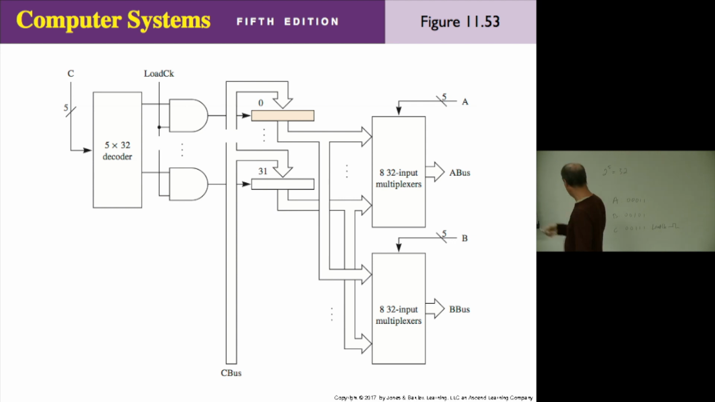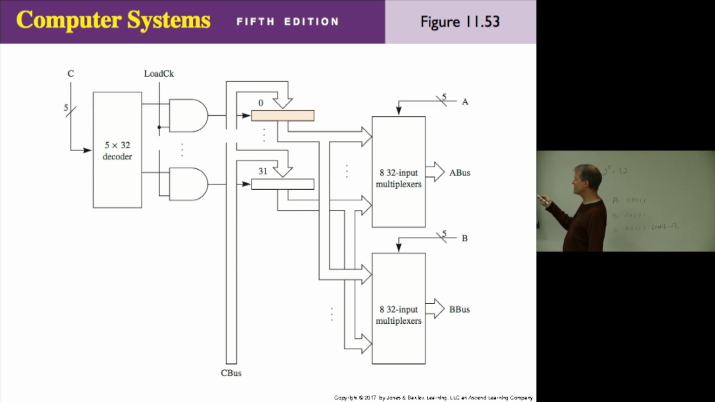So the load clock here, when we do the load clock, it's going to be disabled for all of them except the one that has the C address on it, and it's going to go into that register. Now, is that clear? Does everybody see how that works? It's all just plumbing, you guys. It's all just plumbing.